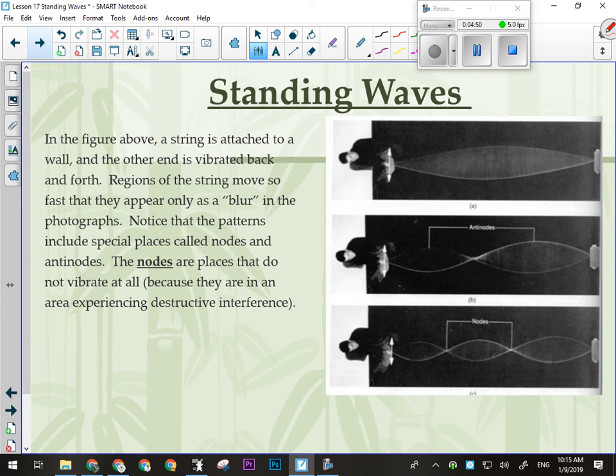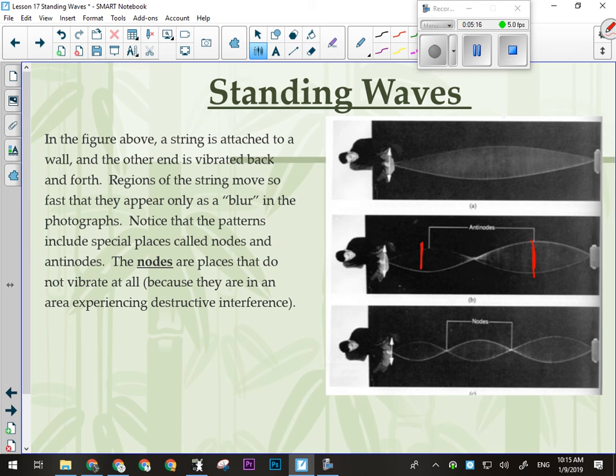Okay? And then for the second one, I've got 2 of these areas of constructive interference, so I know that the length of the spring is equal to 1 wavelength. And then in the bottom one there, I've got 1.5 wavelengths on the spring, so the length of the spring equals 1.5 times lambda. Now, the areas of constructive interference, that's here and here, are called antinodes.